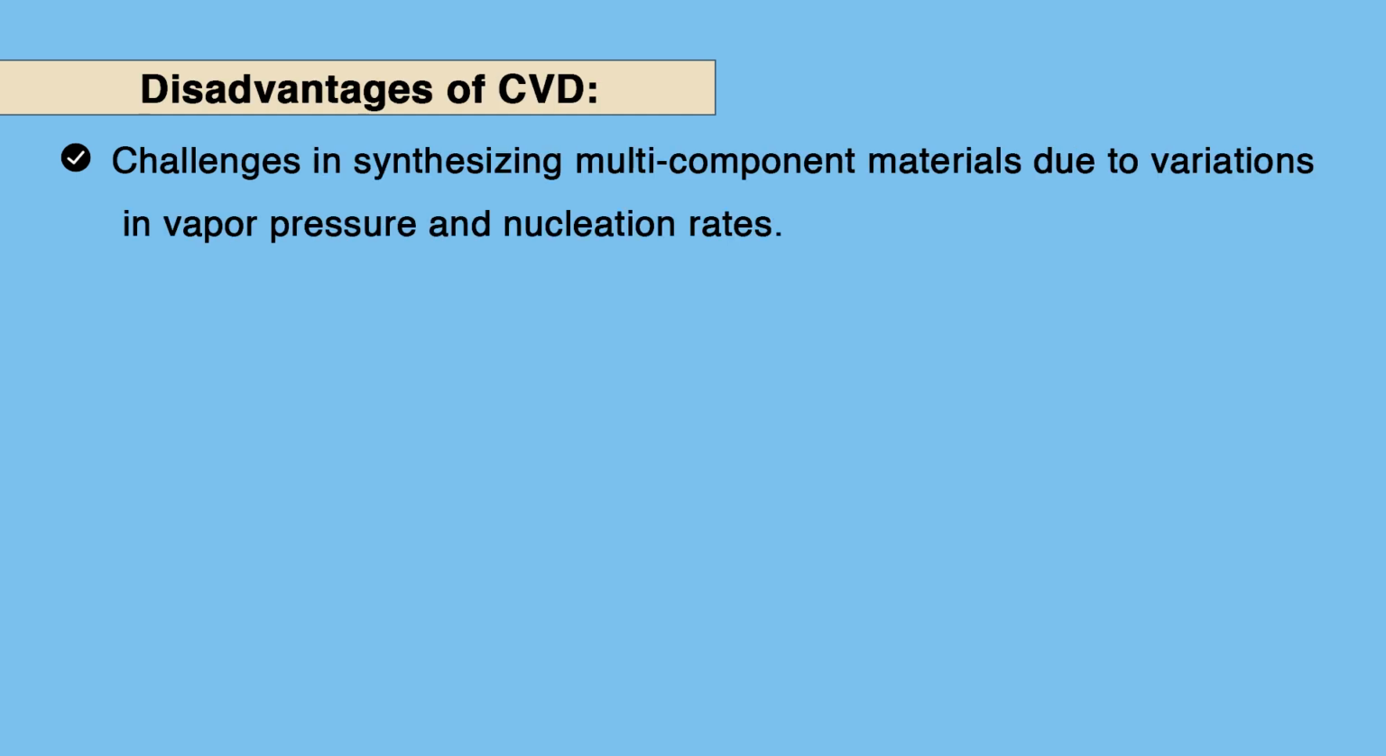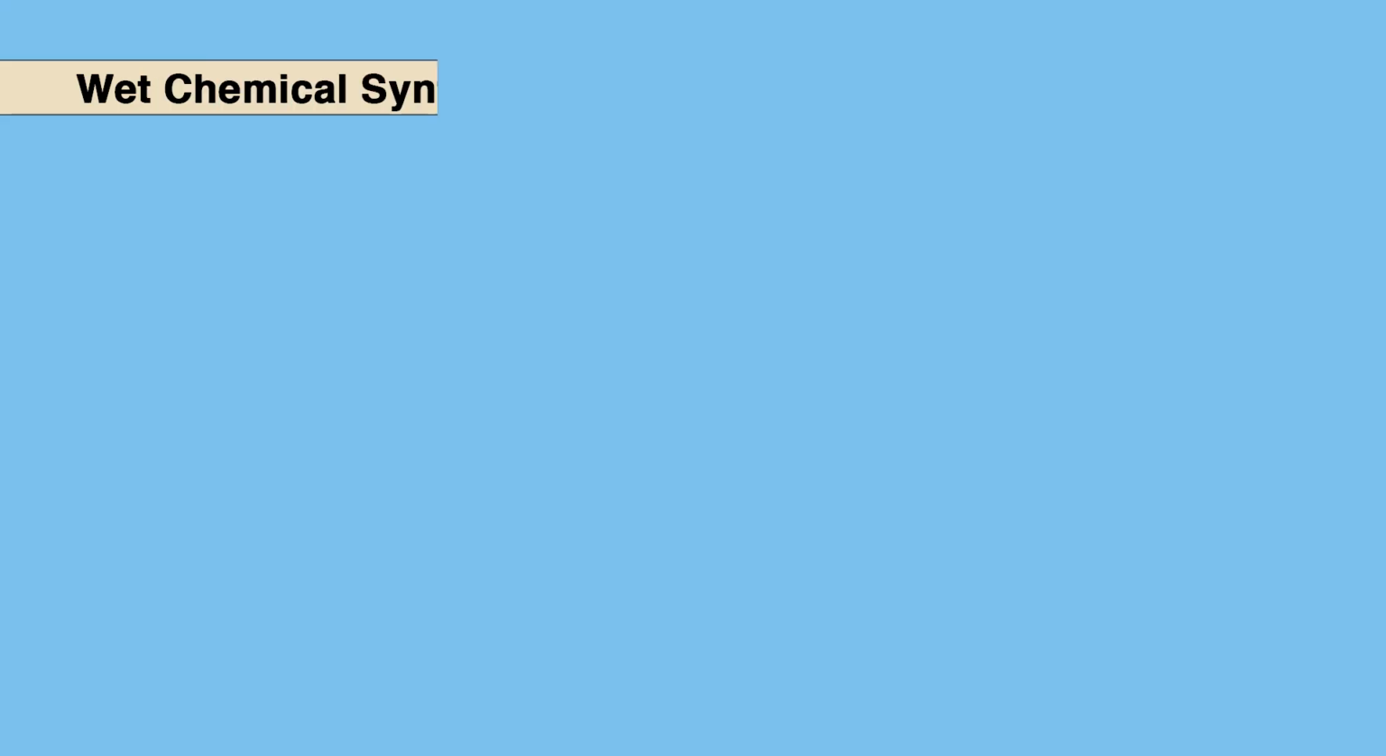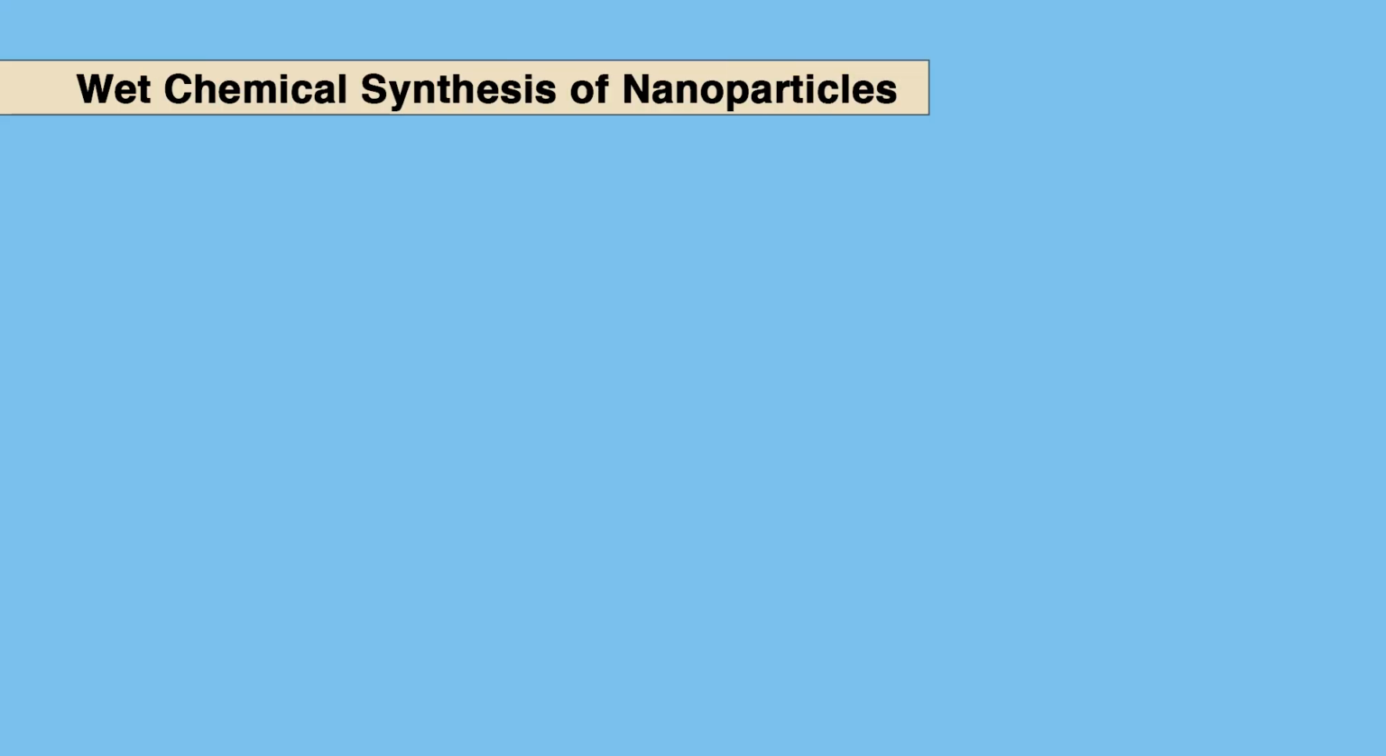It also has some disadvantages, and that is challenges in synthesizing multi-component nanomaterials due to variation in vapor pressure and nucleation rates. There is also the need for volatile, non-toxic and non-pyrophoric precursors in thermally activated CVD. CVD remains a critical process in material science, especially for the production of high quality thin films and nanostructures in various industrial applications.